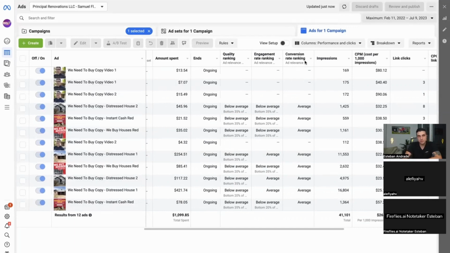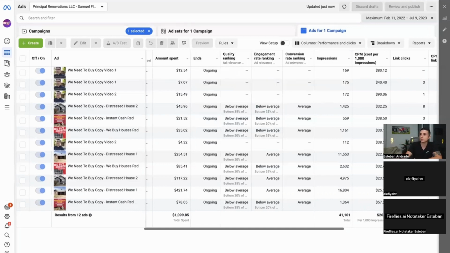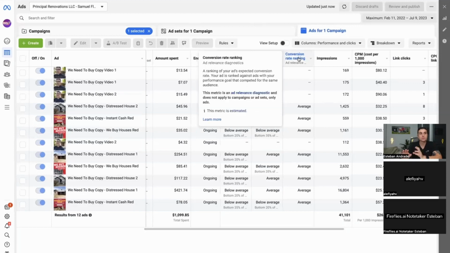Conversion rate ranking. This is the other column. In terms of Facebook, this is what it projects your ad would ultimately convert on. What is the projection that your ad will actually give you some sort of results in terms of conversion? So conversion rate ranking is like a score that tells you how well your ad convinces people to take action. It measures how many people actually do what your ad wants them to do, signing up or buying something. Ultimately it's a measure, and it's also some sort of estimate.